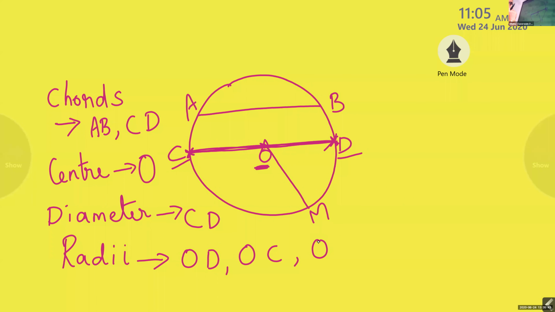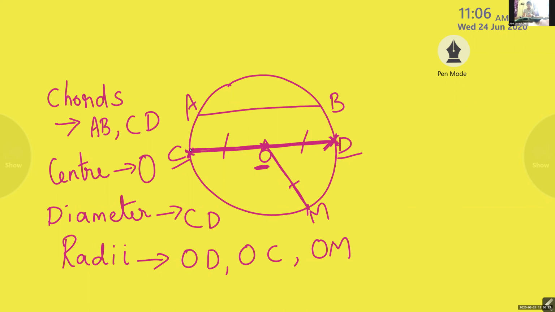Akhil. OD is finished, OC is over. OM. Very good. OM. We have one more line that is joining the center and one point. OM. Now we have OD, OC and OM. Muhammad Akil, how many radii can you identify from the given circle? OC, OD, OM. How many? Three. Very good. Is that clear, Catherine?